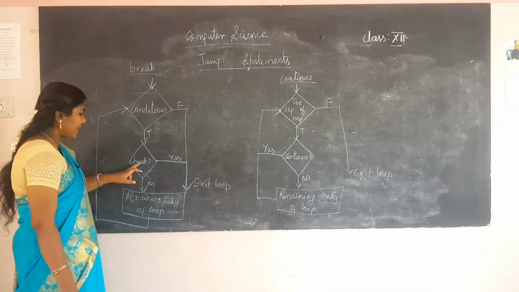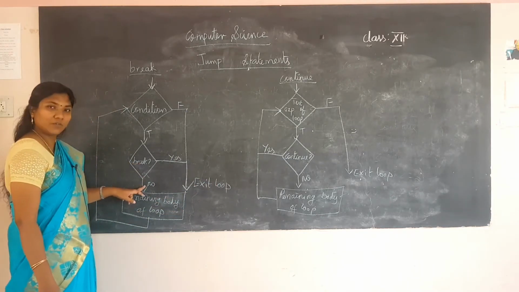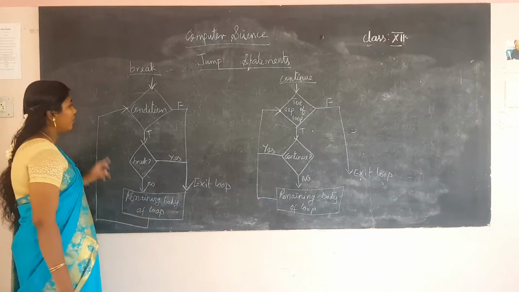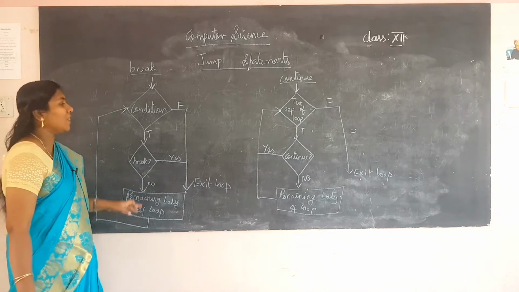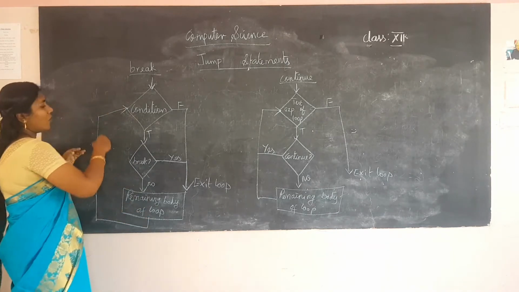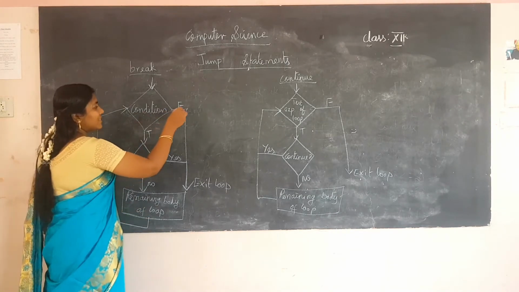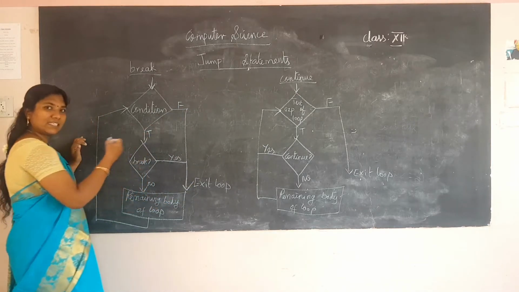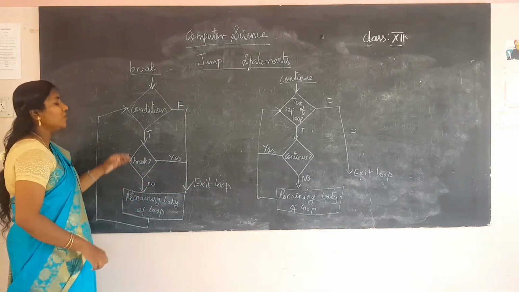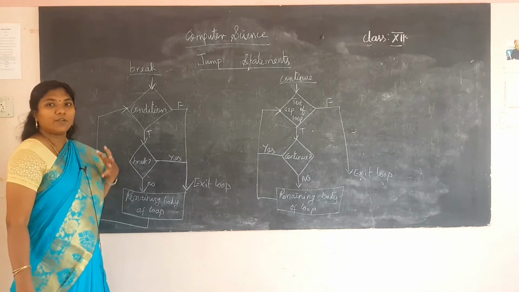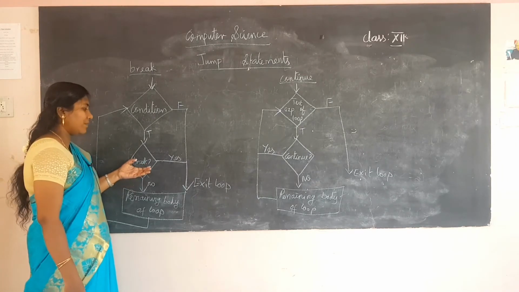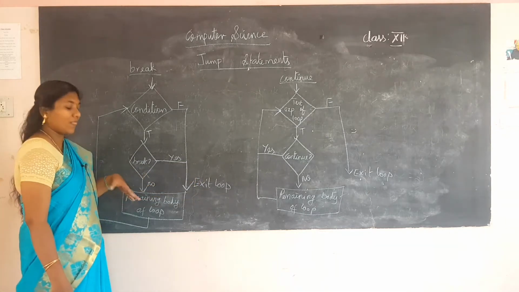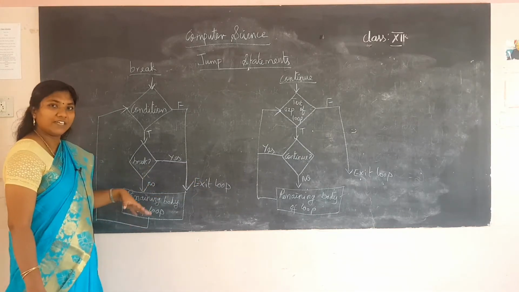If the break statement is not there, the remaining body of the loop will go on executing. If the condition is false, it will go to the exit loop. Only if the condition is true will it get inside the for loop or while loop. Inside the statement block, if you have a break statement, it will go to the exit loop. It will not execute the remaining body of the loop.